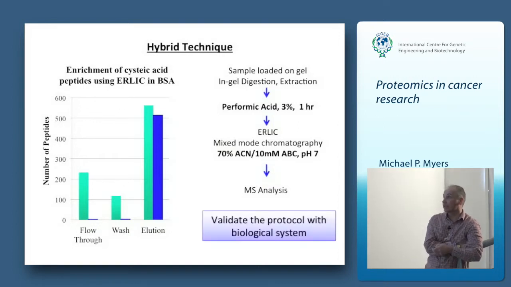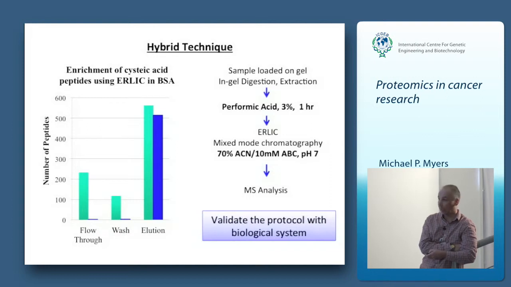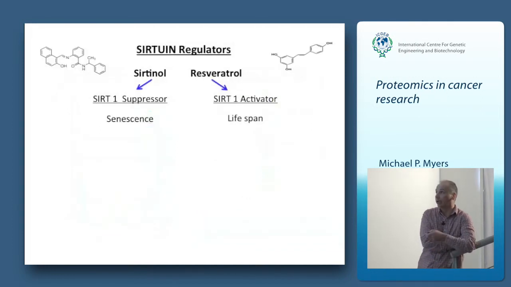This actually took a lot of time, and it works great with BSA, but we also needed to work on a real biological system. What Baytul decided to do was use a set of drugs and study the changes in the proteome in response to treating cells with either sertanol or resveratrol.